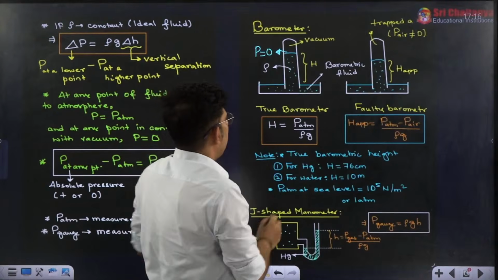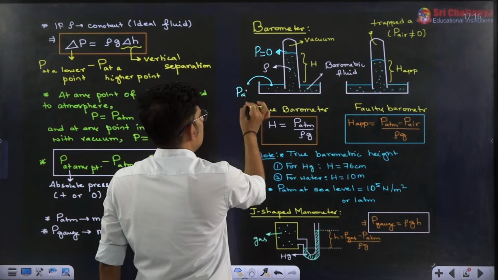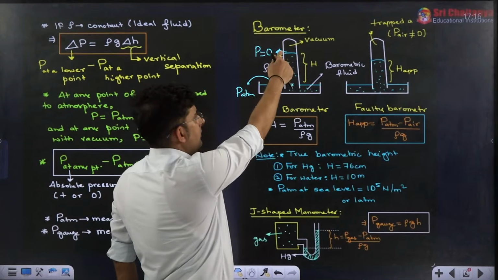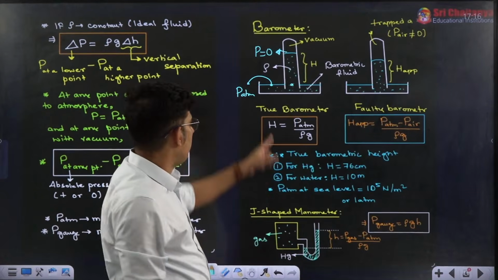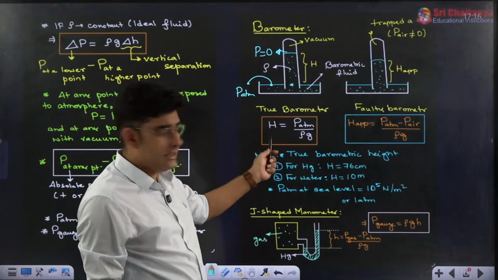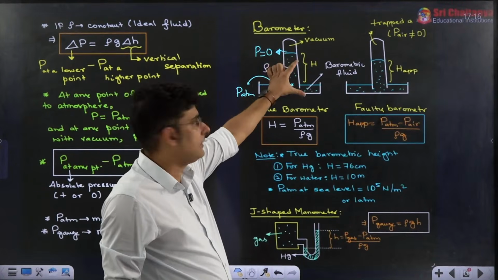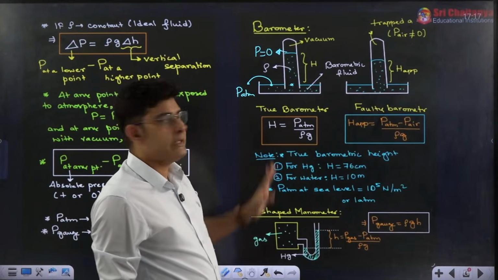So here which point is open to atmosphere? Here pressure is P atm. Now this level also pressure will be P atm. When you go up, pressure becomes 0. So P atm minus 0 is equal to rho g h. Using that concept, we get the true barometric height, capital H is P atm by rho g. So if you simply are able to record this H, then you will say that barometric height H will be equal to P atm by rho g.